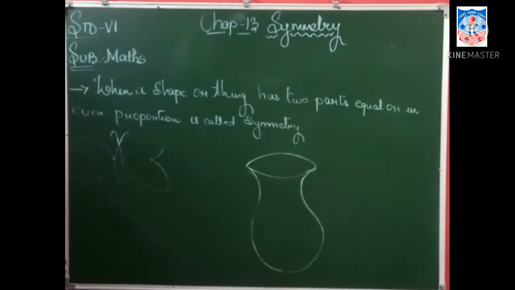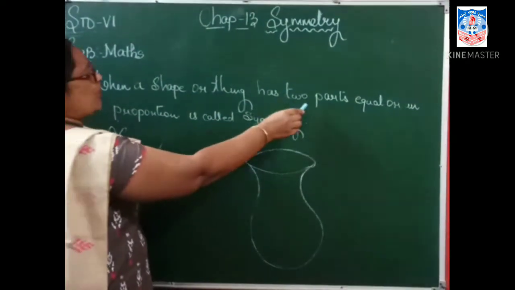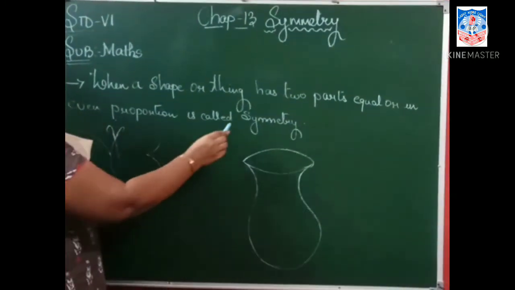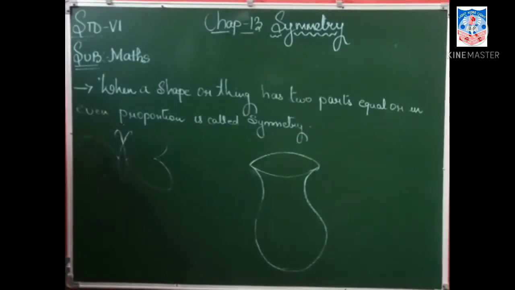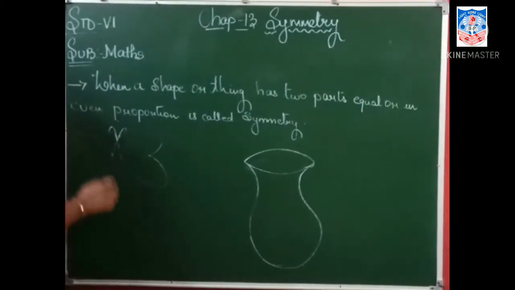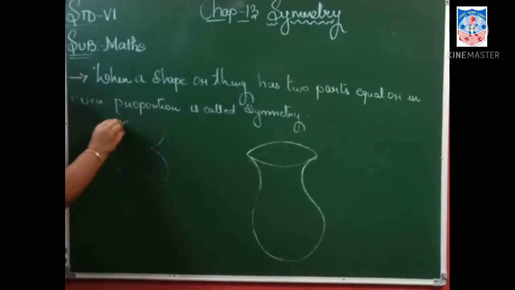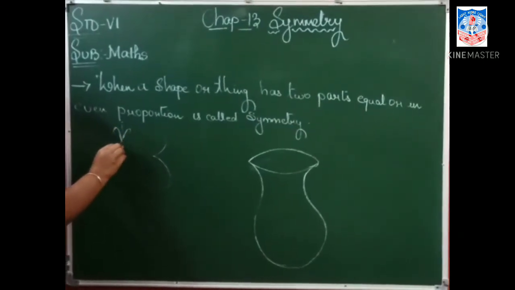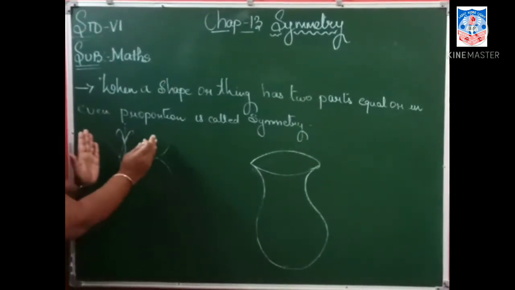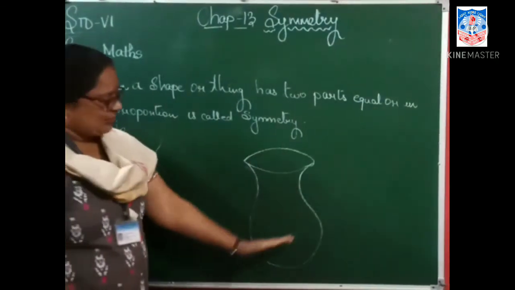Now, what is symmetry? When a shape or thing has two parts equal or in even proportion, it is called symmetry. Now, let me explain this with the help of an example. See, a butterfly is here. When I cut this into two parts, see here, these two parts are equal. This is called symmetry.